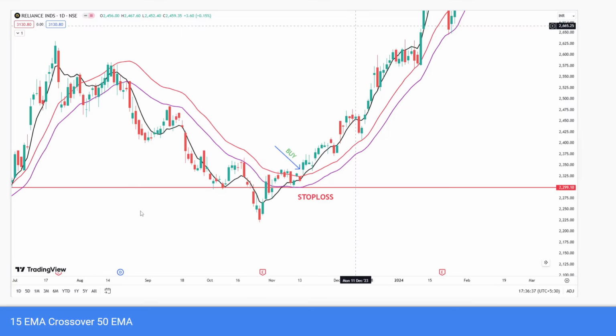Here on the Reliance daily chart, you can see the price crossed above this point in November 2023. If you had bought at this candle's high and placed the stop loss at this swing low, from around 2350 it actually went up to near 2665, till where the chart shows. So you would have got nearly 300 points, which is almost a 15% move.